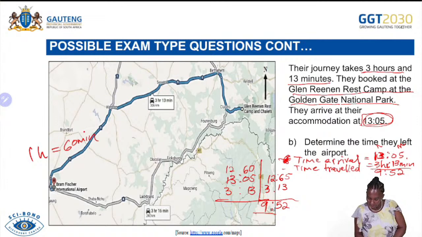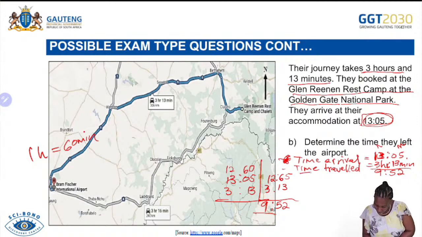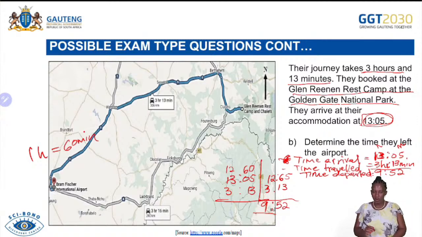They took 3 hours and 13 minutes to travel, and that means the time departed is now 9:52. I hope you get it correct, boys and girls. Remember, you can use the calculator to calculate the time. But those who can't master using the calculator can use the manual method and say, okay, fine, since it's 13:05, 13 hours and 5 minutes, then we want to subtract 3 hours and 13 minutes.